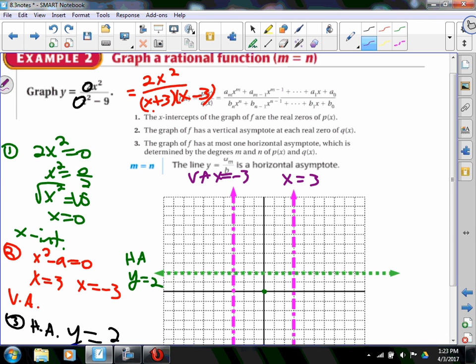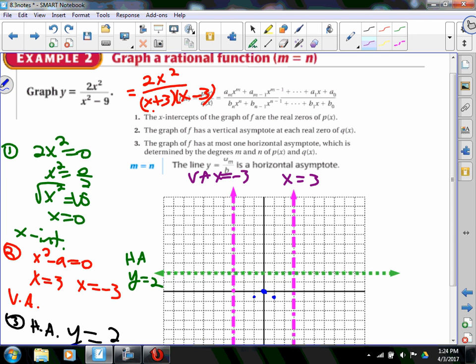So maybe we should plug in 0. If we plug in 0, we'll get a 0 in the numerator, and 0 minus 9 is minus 9. 0 divided by minus 9 is 0. So we're okay with plotting this point. Maybe we should pick 1. When we pick 1, we're going to have 2 times 1 squared, which is 2, over 1 squared, which is 1, minus 9. 1 minus 9 is negative 8. So we'd have 2 over negative 8, which is negative a fourth, right? So when x is 1, y is negative a fourth. And by symmetry, we would get this point over here.